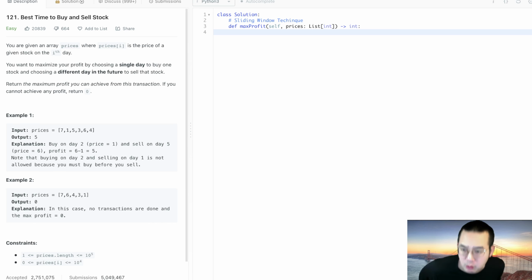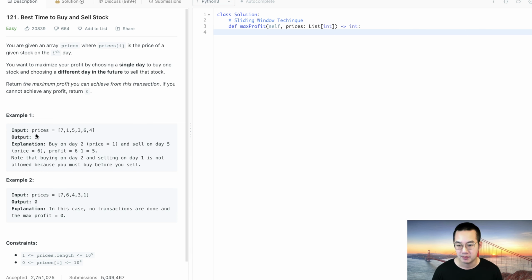Hey everybody, today we'll be doing best time to buy and sell stocks. You're given an array called prices, where prices[i] is the price of a given stock on the ith day. You want to maximize your profit by choosing a single day to buy one stock and choosing a different day in the future to sell that stock. Return the maximum profit you can achieve from this transaction. If you cannot achieve any profit, return 0.